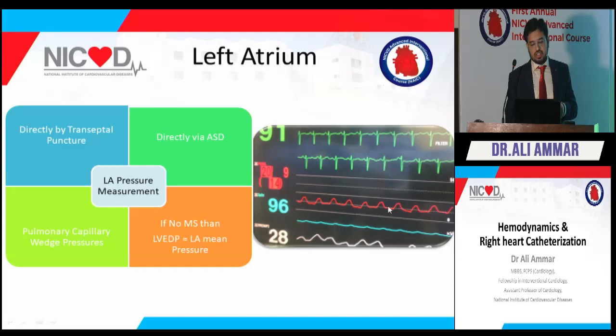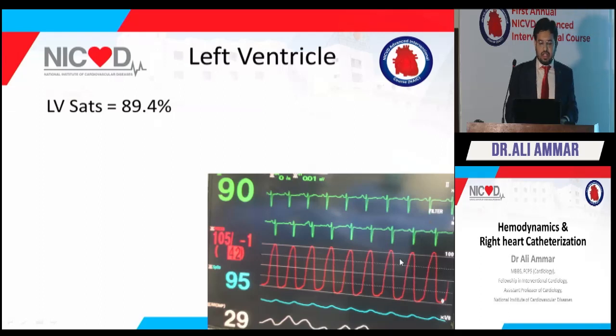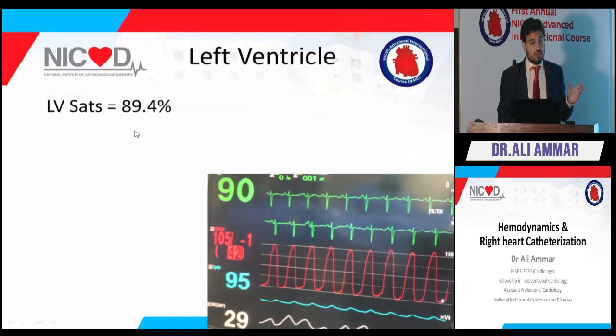So here the pressures were taken from the wedge catheter and they were recorded like this. This is the technique of going into the wedge. They go into the deep branches, and before inflating the balloon, the pressures were like this in the pulmonary artery. When they inflated the balloon, the pressure tracing dropped, and it shows the pressures from the LA. Now, in the left ventricle, again, it is important to see the peak pressure and the end diastolic pressure. Surprisingly, the saturation there was 89%. Why? Because the patient was desaturating on room air before the cath as well.